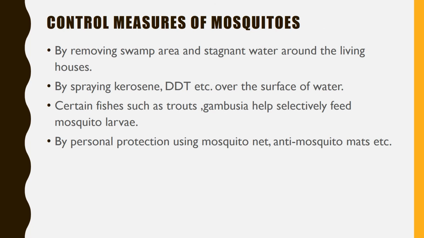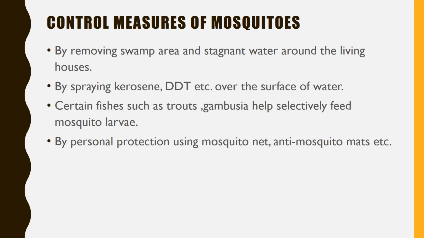What are the ways to control this harmful insect? We can control the mosquitoes by removing swamp areas and stagnant water around living houses. We can also spray kerosene, DDT, etc. over the surface of water, which kills the larvae and pupae and protects us.